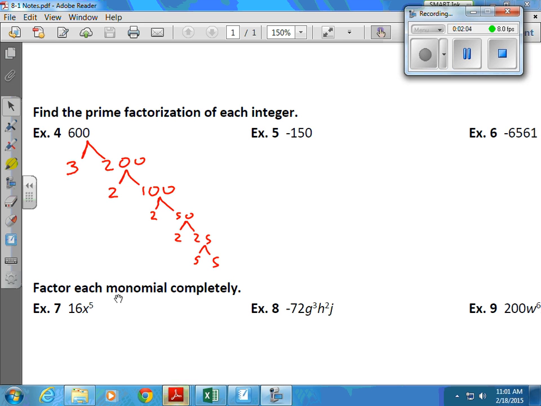So once you can't break down any of those numbers anymore, you go back and circle all of the ones, and these are all of your prime factors. And if you wanted to write 600 as a product of primes, 600 is equal to 2 to the third, because I got 3 of them, times 3 to the first power, times 5 to the second power.